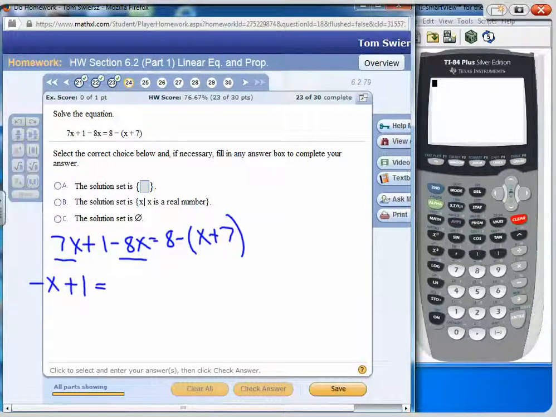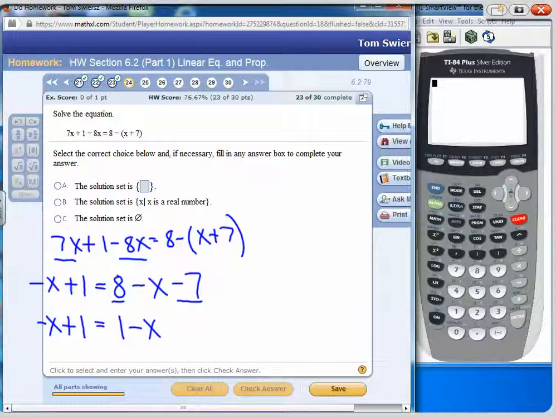On the right side, we're going to distribute the minus sign. So we copy down the 8. The x was positive, so now we're subtracting x. It was adding 7, so we're going to subtract 7. Okay, so now on the left side, there's nothing we can do, so we'll copy it down. On the right side, 8 minus 7 is a positive 1, and then we have a minus x.